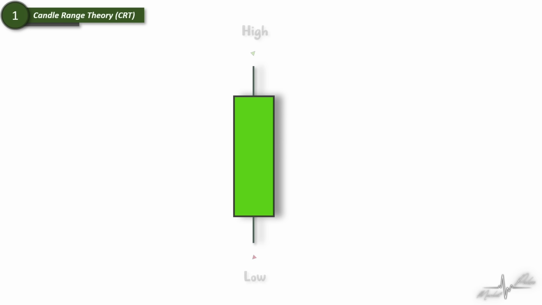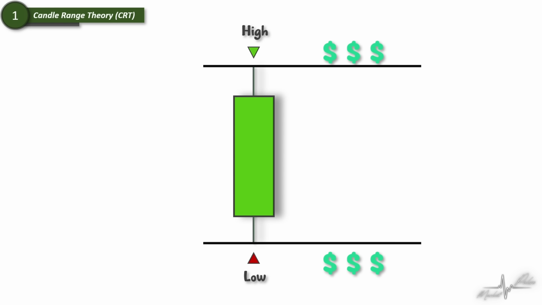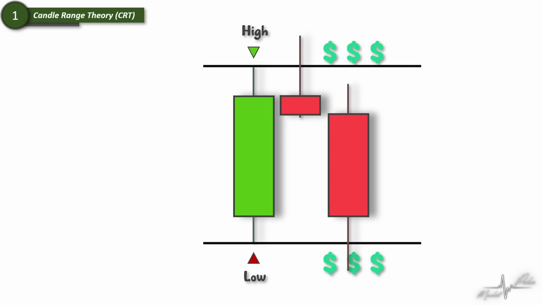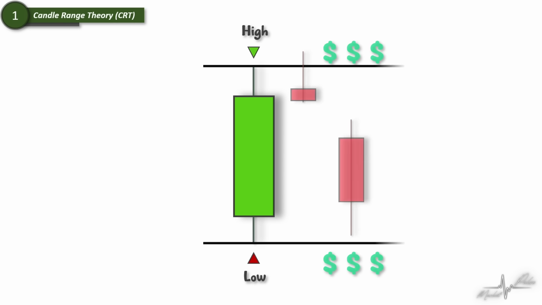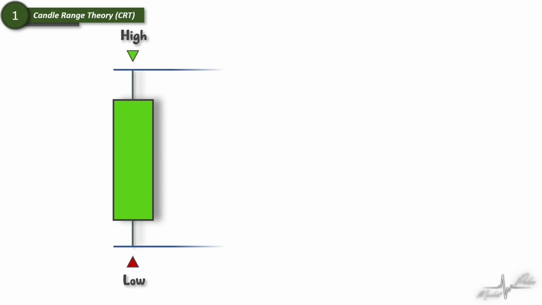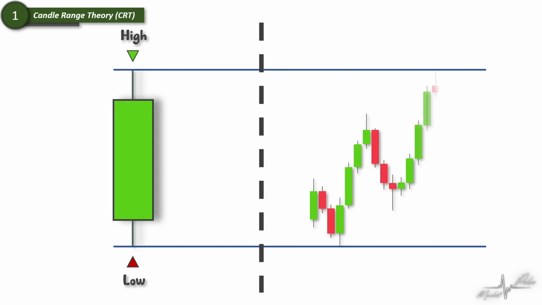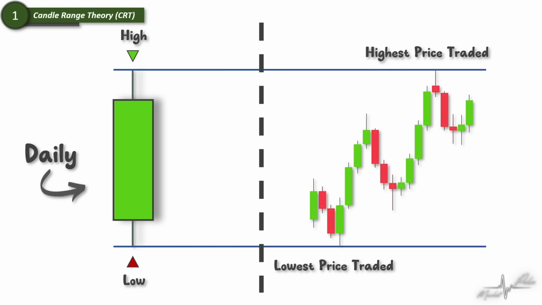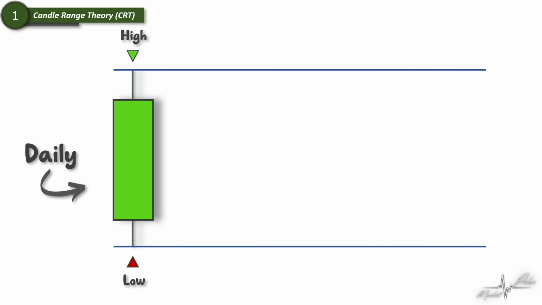Starting with the first candle, the candle range theory suggests that every candle's high and low act as the most important liquidity levels that the following candles will use as targets. The reason is that if you break this candle down into lower timeframe candles, you'll notice that the high and low of the candle often act as turning points on the lower timeframe. For the daily candlestick, these turning points are the highest and lowest traded price during that day, which emphasizes the importance of these prices.